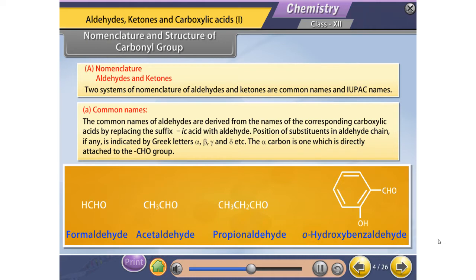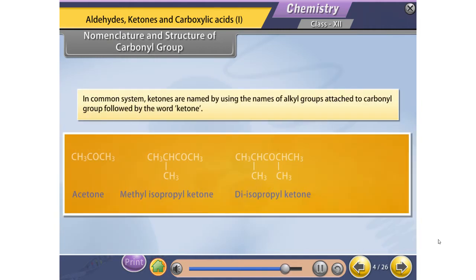The position of substituents in the aldehyde chain, if any, is indicated by Greek letters alpha, beta, gamma and delta, etc. The alpha carbon is the one which is directly attached to the aldehydic group. In the common system, ketones are named by using the names of the alkyl groups attached to the carbonyl group followed by the word ketone.